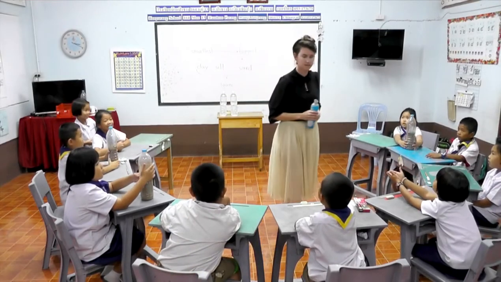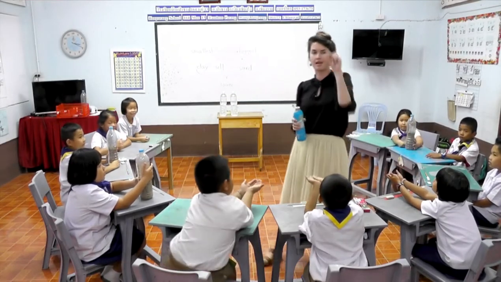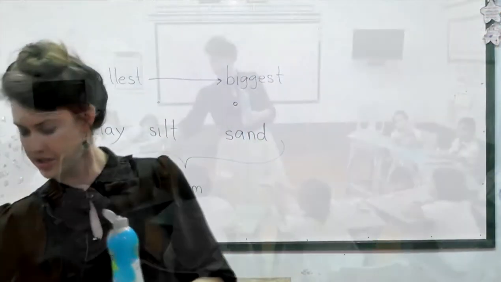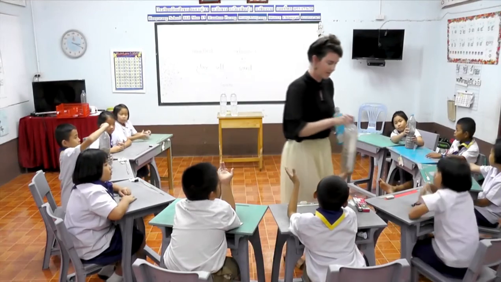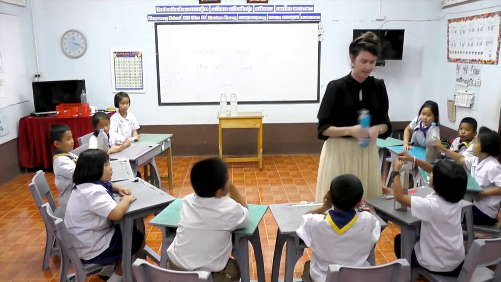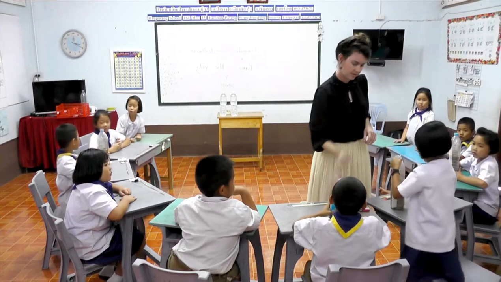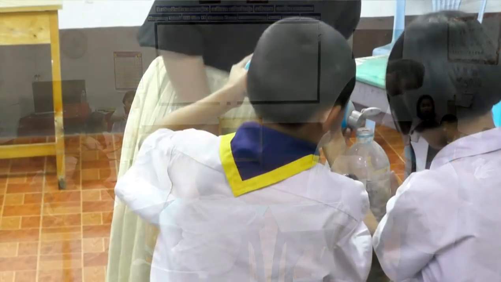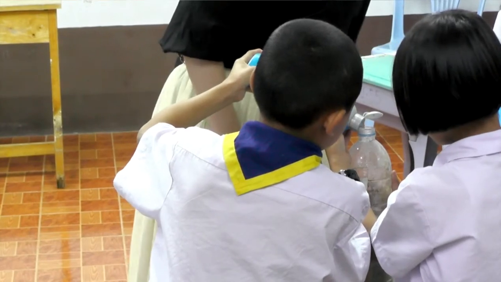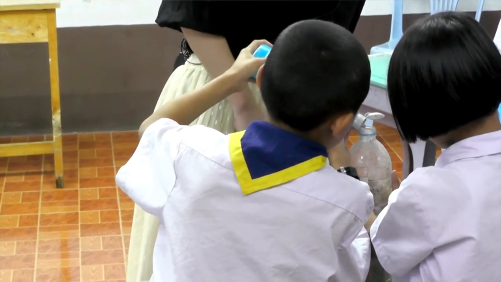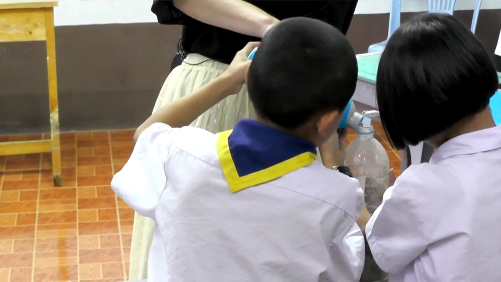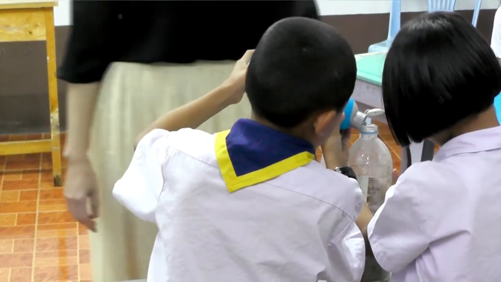Okay, very nice. Next, we're going to add a little bit of soap. A little bit of soap. So we're going to do this one at a time. Hold the bottle. Open it up. Take the soap. Okay, get ready. And you're just going to do a little bit. I'm going to tell you when to stop. A little bit more. A little bit more. Okay, good job.